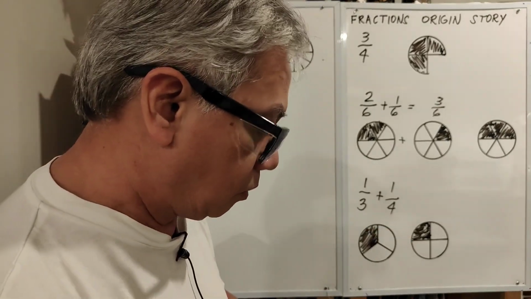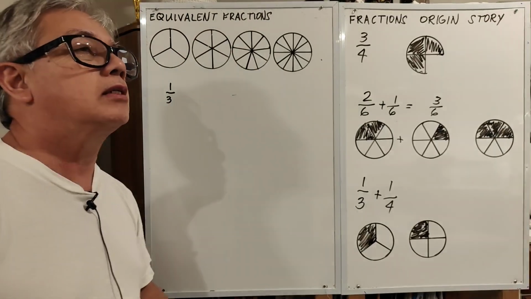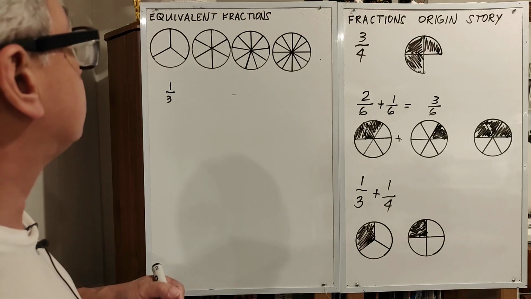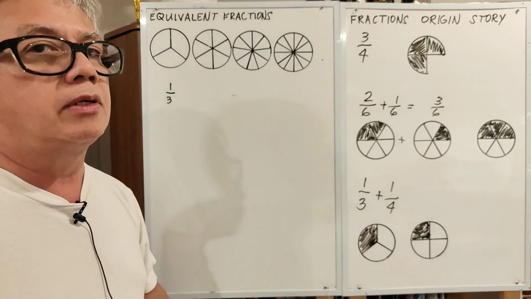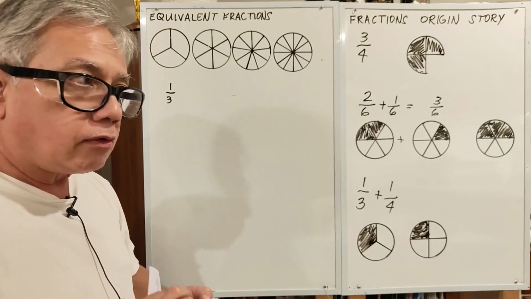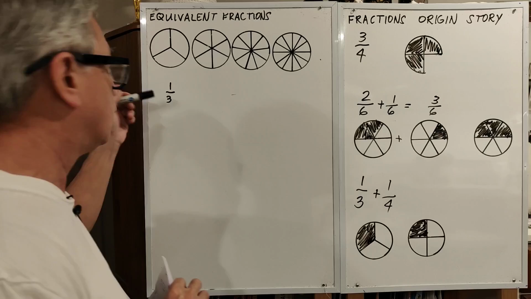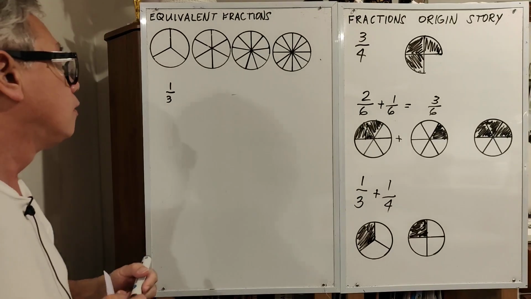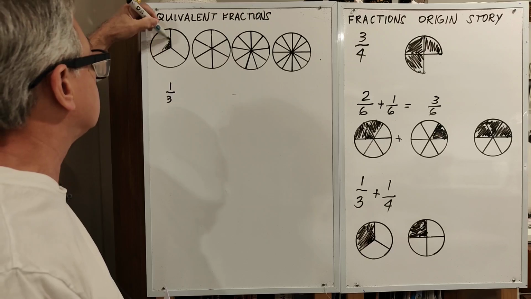So what we need to do is use equivalent fractions. Equivalent fractions are fractions that have the same value but different numbers. To get equivalent fractions, we multiply both the numerator and the denominator by the same number. For example, we have 1/3. So I will shade the 1/3. This is 1/3.